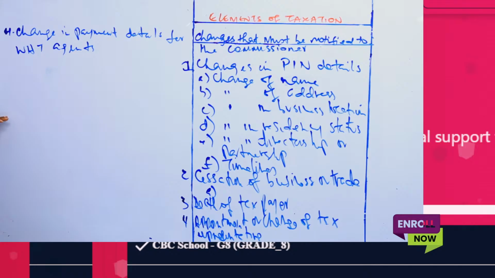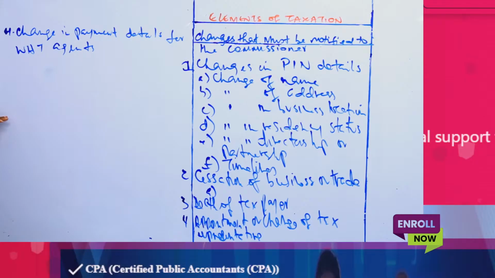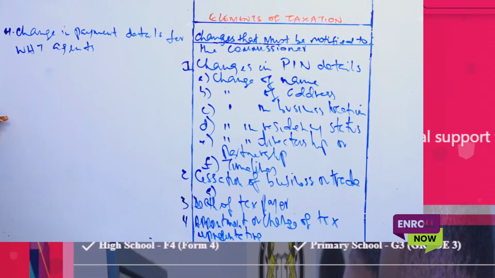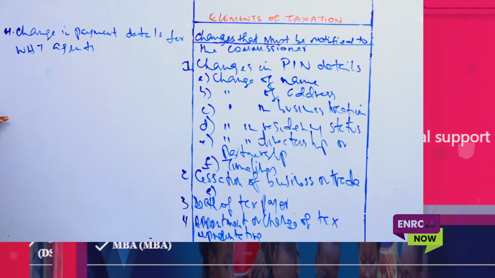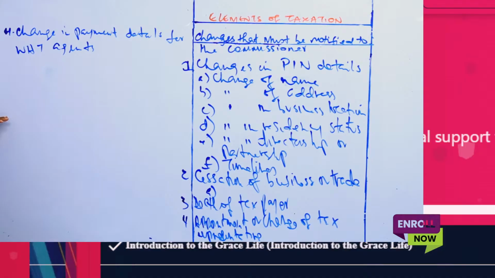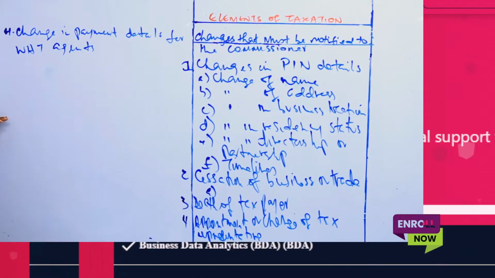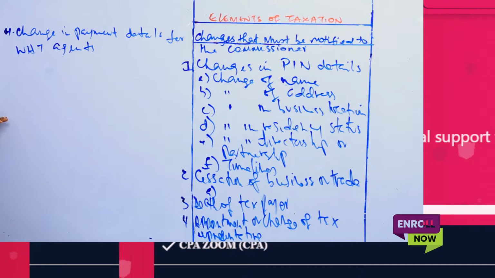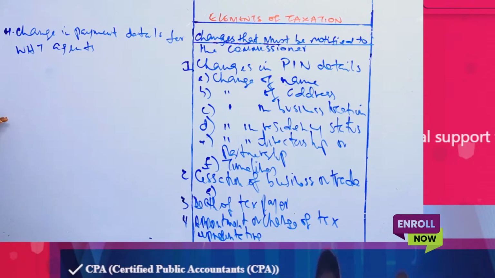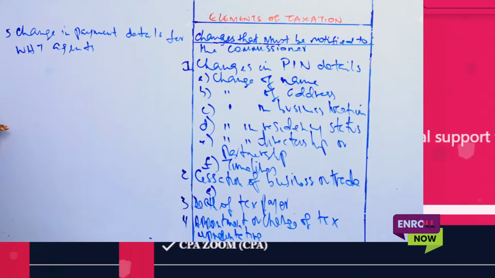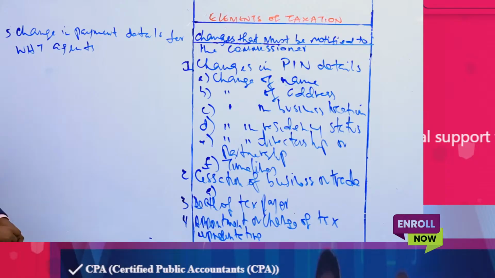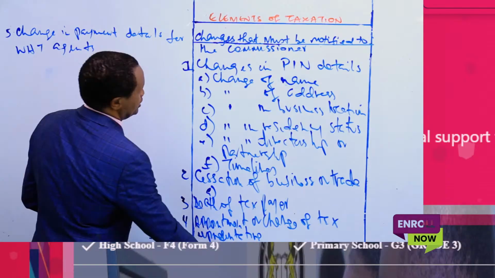And while not a direct change to PIN details, withholding tax agents, including withholding VAT agents, are responsible for correctly remitting withheld taxes, and any changes that impact the ability to do so or require cancellation of withholding certificates, then they may be required to notify the KRA. So these are the changes that must be notified to the Commissioner of KRA.